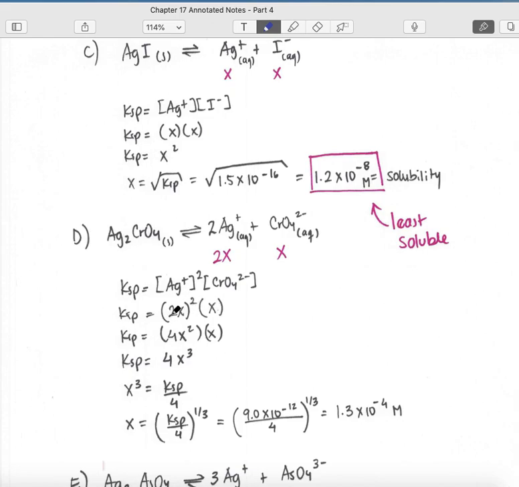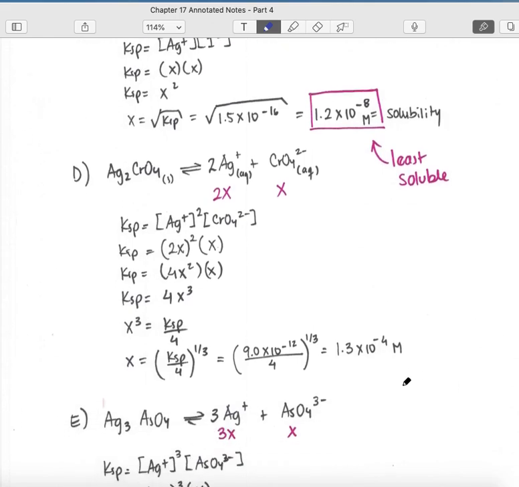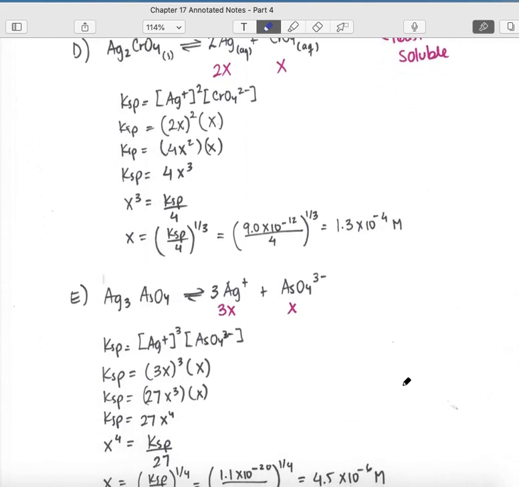Then we square everything that is inside of the parentheses. So 2 squared is 4, x to the power of 2 is x squared, and then times x. And then we multiply everything out, so we get 4x cubed. We then need to solve for x, so the first thing that I do is divide both sides by 4 to get x cubed is equal to KSP divided by 4, and therefore x is equal to the cube root of KSP divided by 4. We then plug in the numbers and we get that x is equal to 1.3 times 10 to the negative 4 molar. From there, we go to the third compound, which is the silver arsenate.